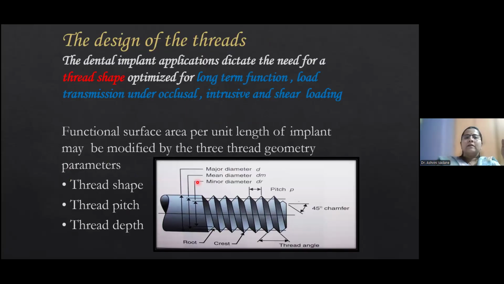Regarding the threads, the dental implant applications dictate the need for the thread shape optimized for the long-term function, load transmission under the occlusal, intrusive, and shear loading. So in this, what is to be taken into consideration is the thread geometry. In that, thread shape, pitch, and thread depth. As a clinician, it's not very important for us to go into all these details, but the manufacturing company has to take all these things into consideration.